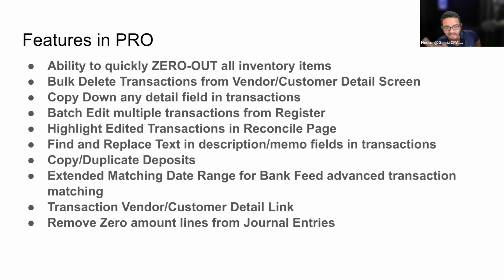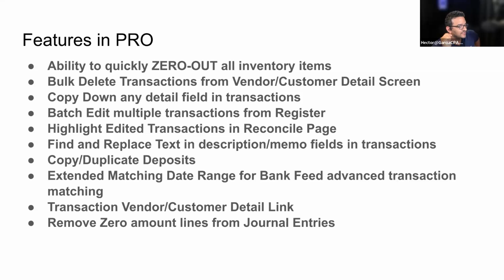I want to ask you, Mark, about that because I have yet to see the actual reason why people want that. So maybe we'll get some insights from the person that suggested this. Then we have find and replace text in description and memo fields in transactions. There's copy duplicate deposit, which just enables the duplicate button in deposits, which wasn't enabled before. Extending the matching range in bank feeds is called advanced transaction matching.